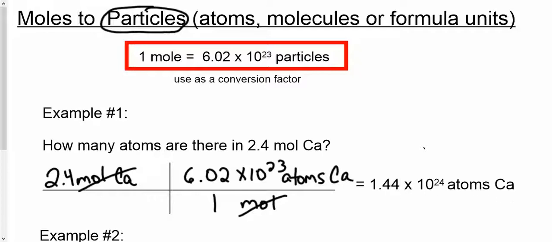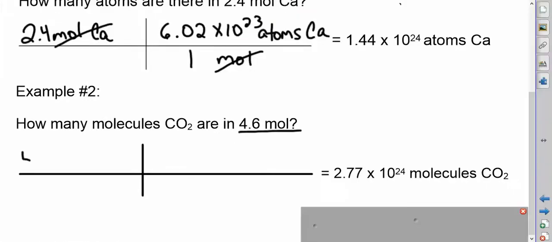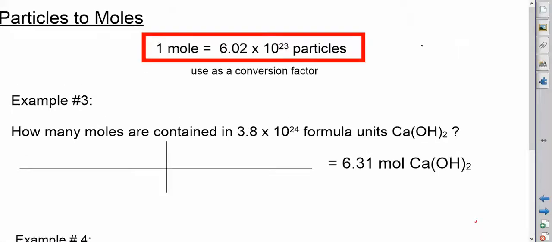Now let's work the reverse. We'll still use the same conversion factor, we'll just have it flipped upside down. Problem 3. How many moles are contained in 3.8 times 10 to the 24th formula units of calcium hydroxide? We'll write down our given.